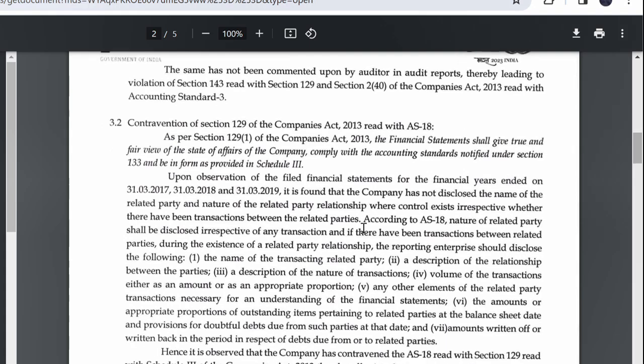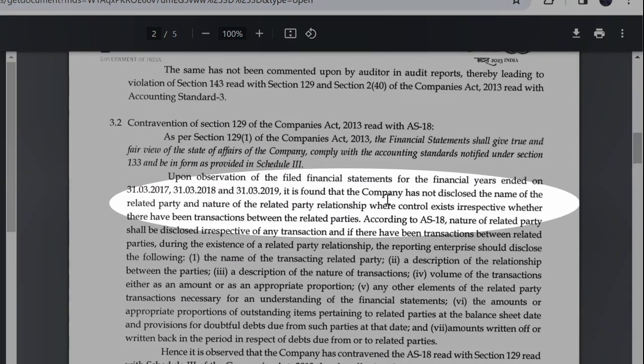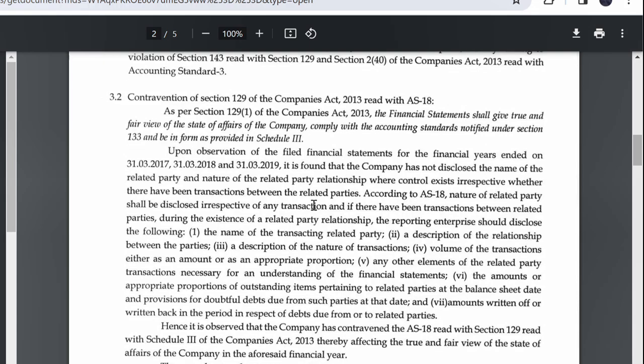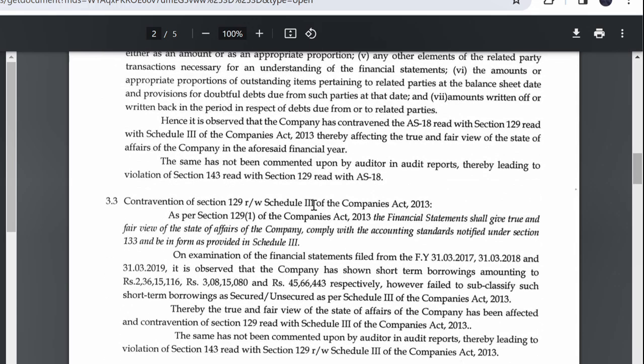This is one. The second contravention is that with respect to AS 18, the company has not disclosed the name of the related party and the nature of the relationship. Even if you don't have a transaction with the related party, the name of the related party has to be disclosed as part of the financial statements by way of notes to the accounts. If that is not done, that is a contravention of Section 129 of the Companies Act. This is the second thing.